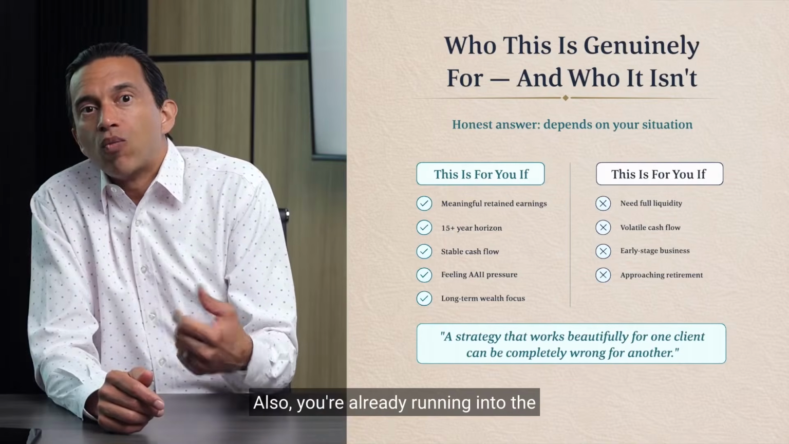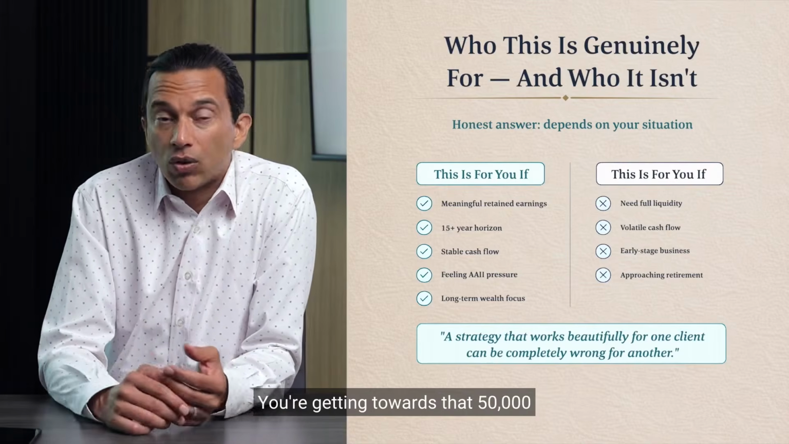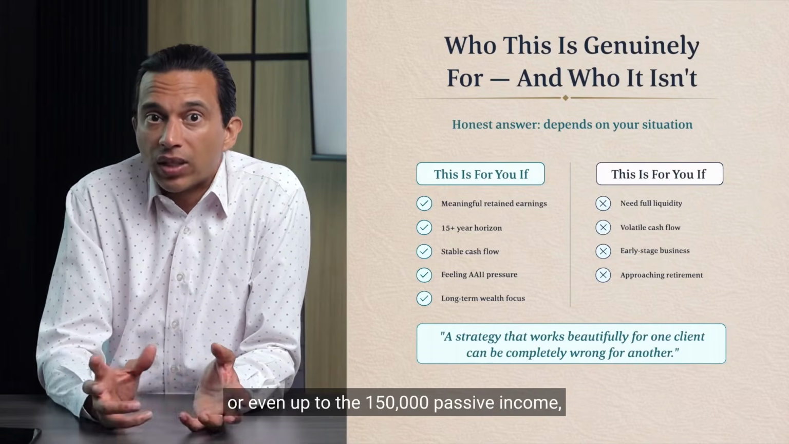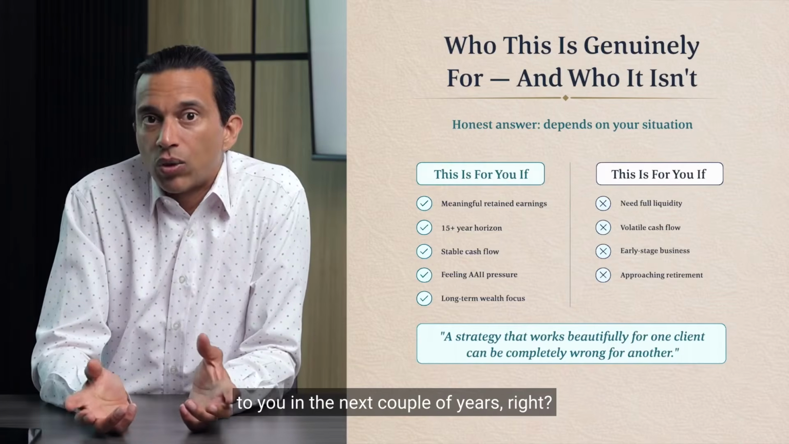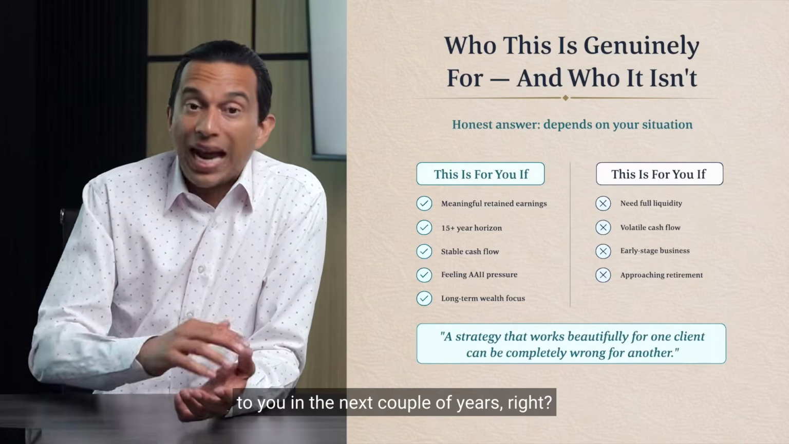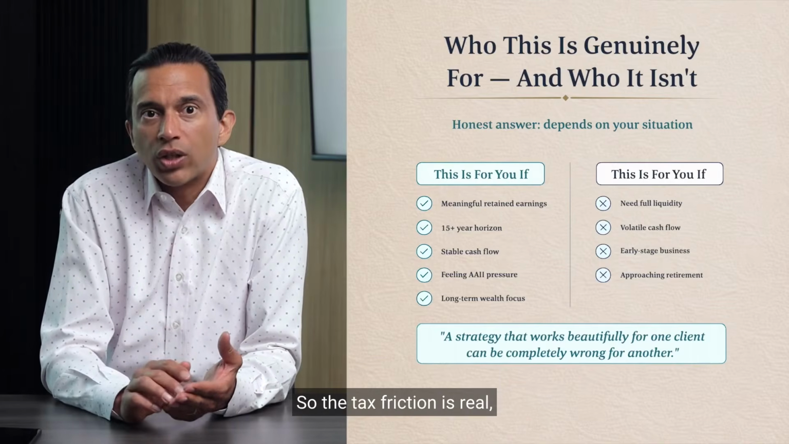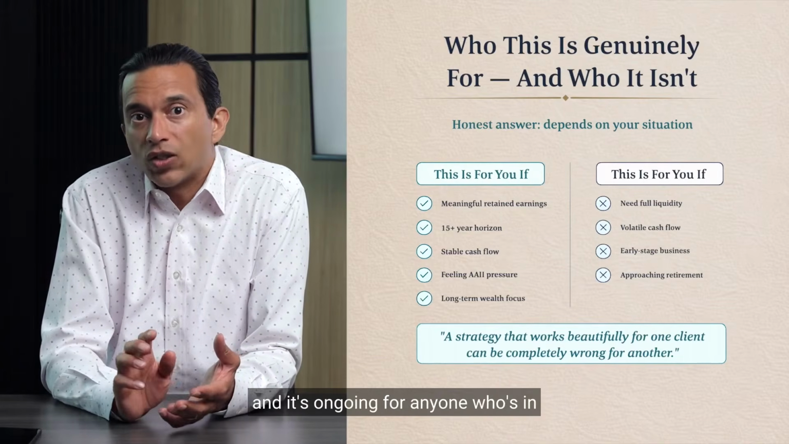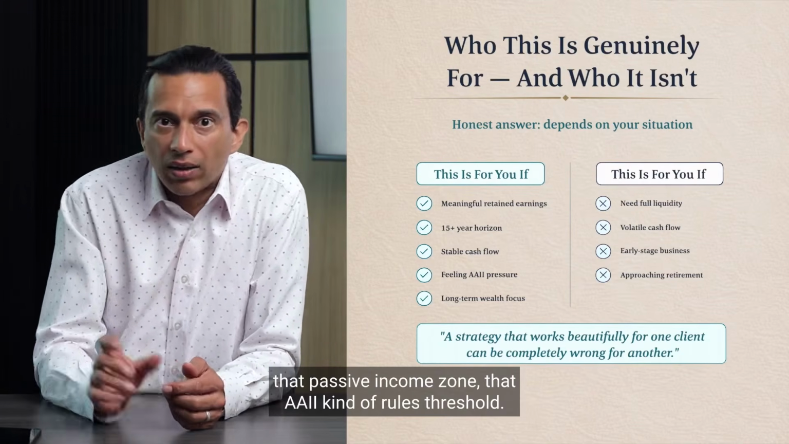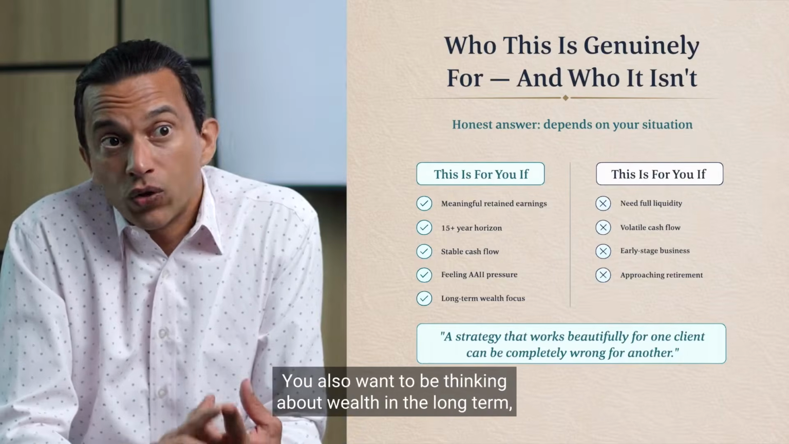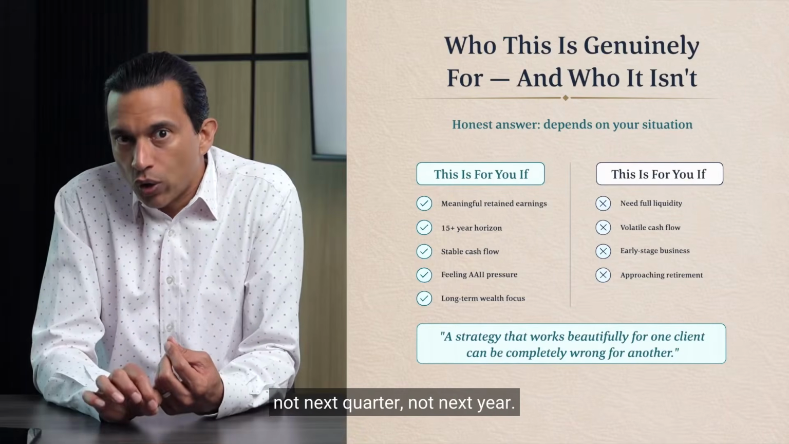Also, you're already running into the passive income problem. You're getting towards that 50,000 or even up to the 150,000 passive income, or you see that this is going to be happening to you in the next couple of years, right? And you want to continue to accumulate money. So the tax friction is real and it's ongoing for anyone who's in that passive income zone, that AAII kind of rules threshold. You also want to be thinking about wealth in the long term, not next quarter, not next year.